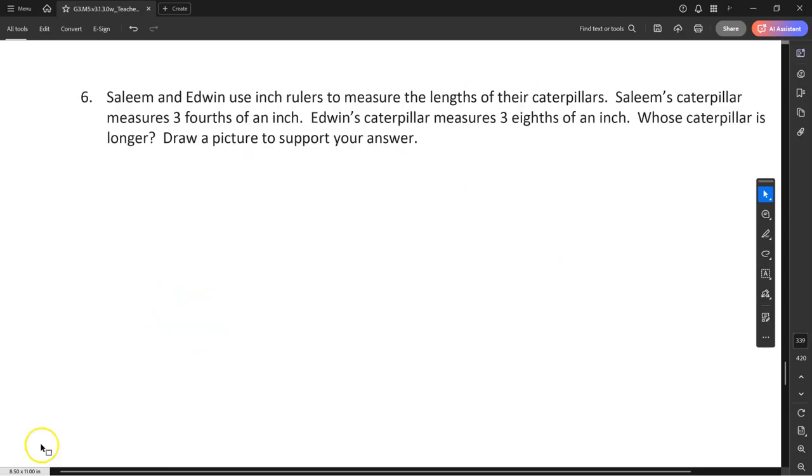Next page. Okay, here we go. Number 6 is a word problem, so we should be using RDW. Salim and Edwin use inch rulers to measure the lengths of their caterpillars. Salim's caterpillar measures 3/4 of an inch. Edwin's caterpillar measures 3/8 of an inch. Whose caterpillar is longer? Draw a picture to support your answer. You read? Now we have to draw, but first we have to see what we need to draw. So, what do we know in this word problem?